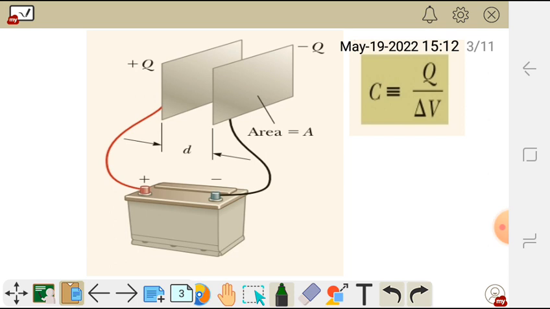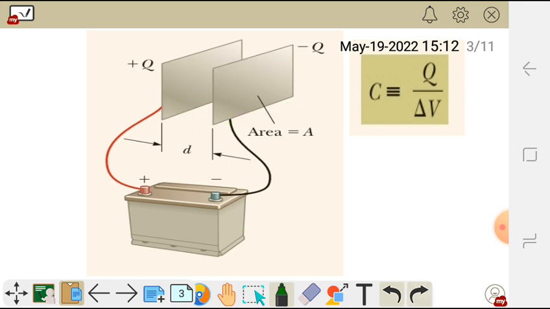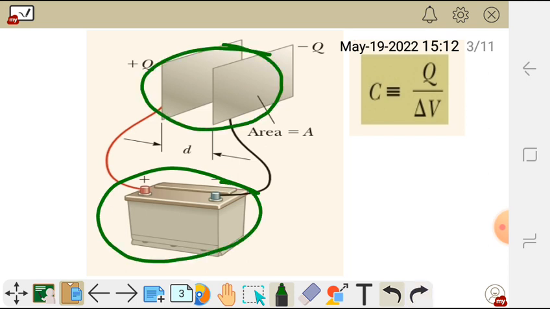When the connection is made, electrons will be pulled from one of the plates through the battery to the other plate, leaving one plate negative and the other plate positive. This movement of electrons will stop when the potential difference of the battery is equal to the potential difference in the capacitor.